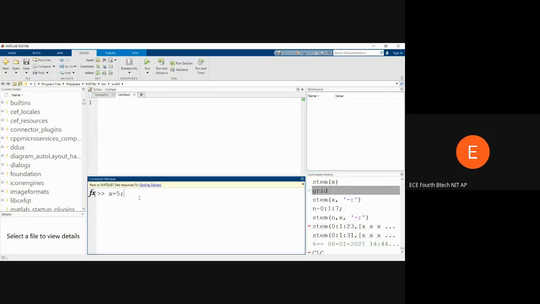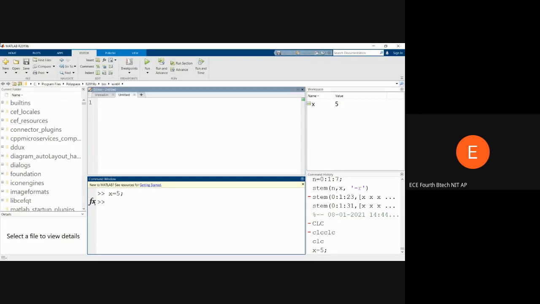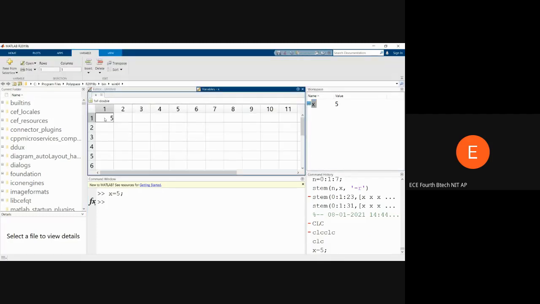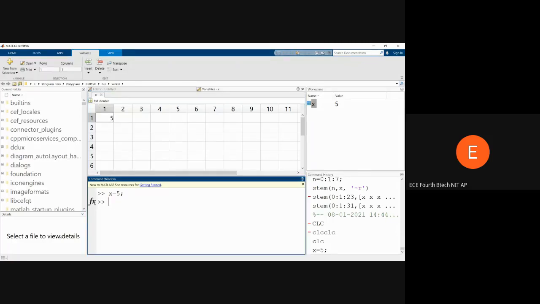Because I included the semicolon over here, you don't find the result displayed in the command window. Now I'm pressing enter. You can see x has the value 5. If I double click over here, x has a value 5, and it is showing that it is of data type double. Now if I want to run the same instruction, I can use the up arrow. I don't want to retype it. If I use the down arrow and up arrow, I can get the previous instructions that I have executed.